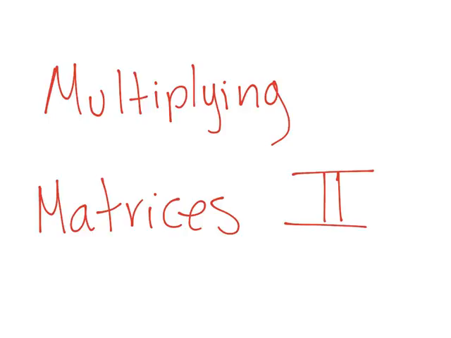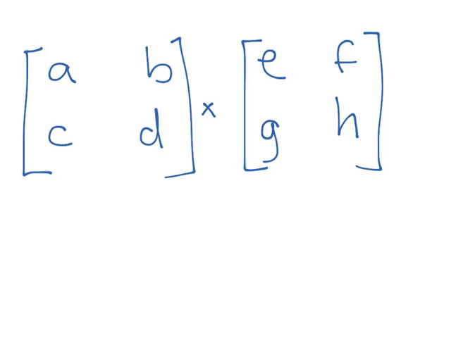Hello, this is the second part of the videos for multiplying matrices. You learned about the restrictions on the sizes of the matrices. Now we will learn how to multiply matrices. Let's say that you have two matrices, both of them 2 by 2.